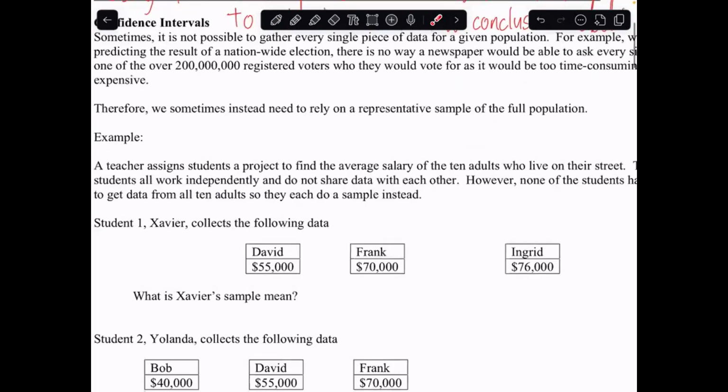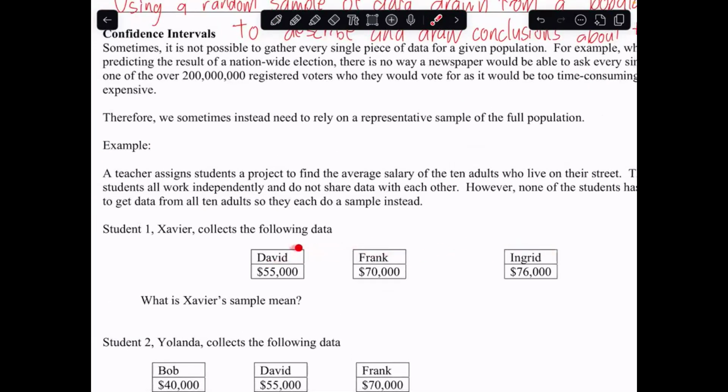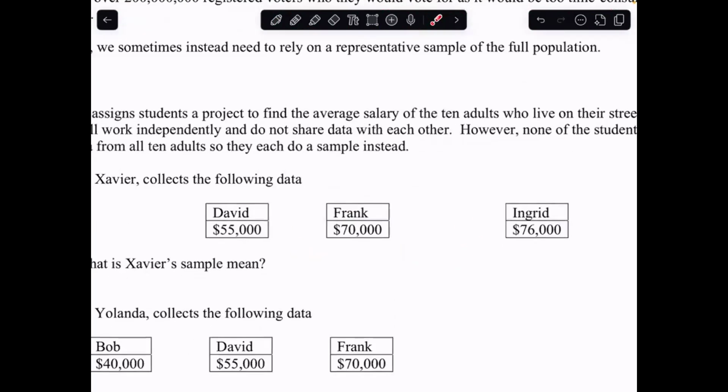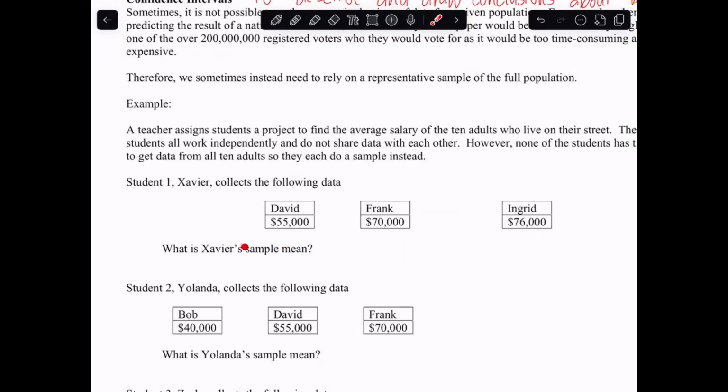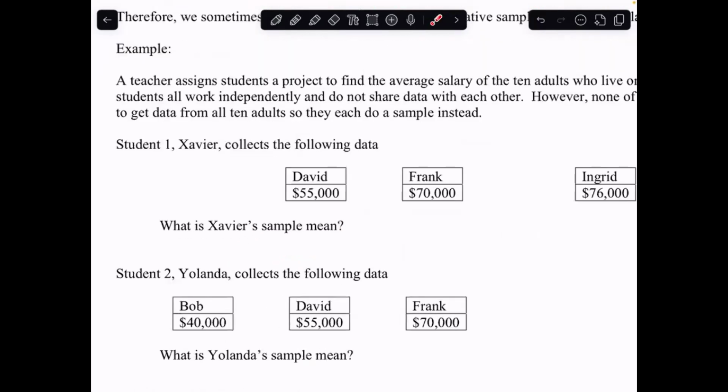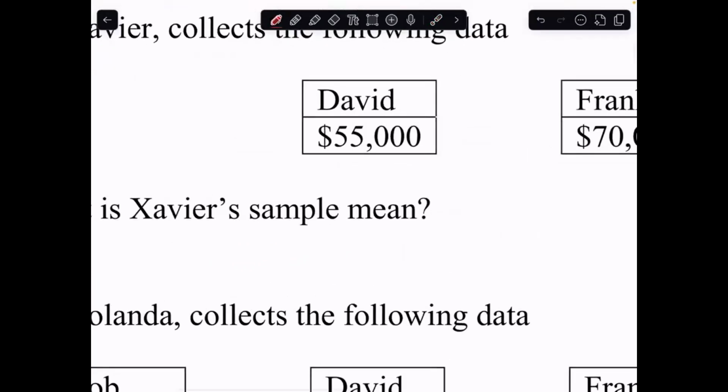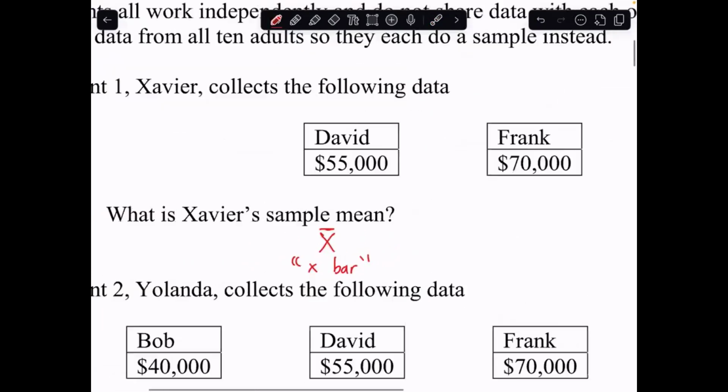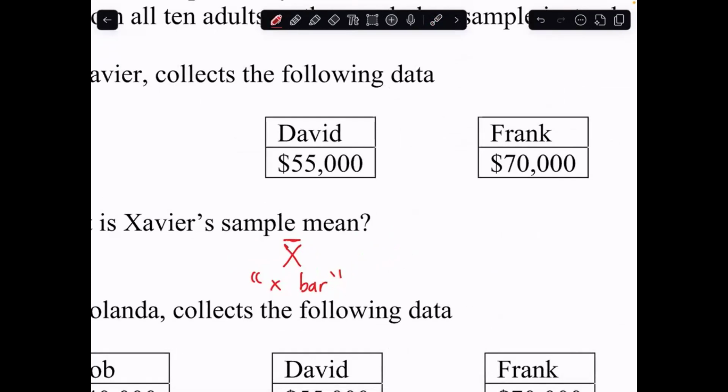Okay, so the first student, Xavier, talks to 3 adults, David, Frank, and Ingrid, and he collects their average salary, so how much money they earn a year. Because this is not the true mean, it's the mean of a sample, we call this a sample mean. The symbol we use for sample mean is X with a flat line over it. You say this out loud as X bar. It looks like an X with a bar on top, so hopefully that should be easy to remember.